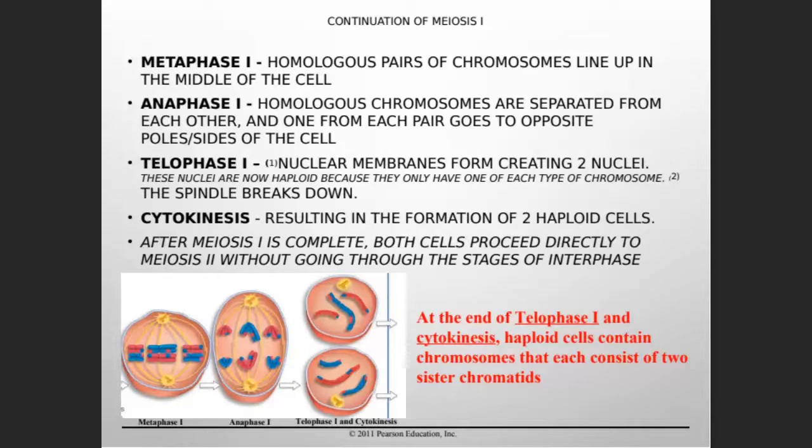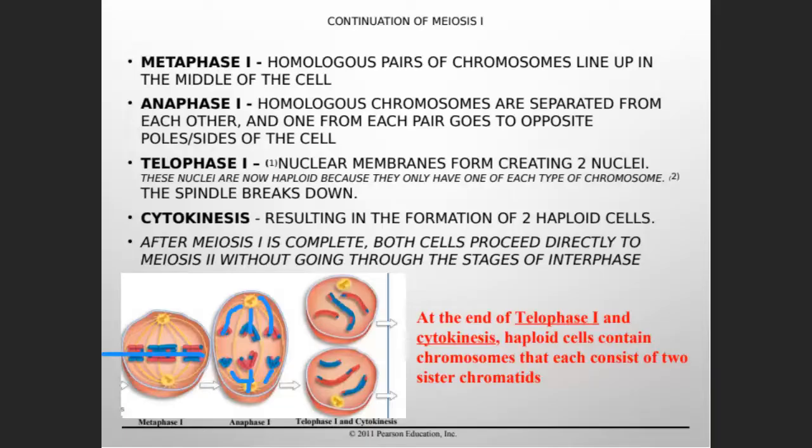Anaphase 1, the homologous chromosomes are separated from each other. And one from each pair goes into the opposite poles of the cell. So they're pulling apart, okay? But in this case, they're still connected. The sister chromatids are still connected. So what you've done, you look down here, they pair up, line up across the middle. Now the homologous pairs separate and get pulled towards the poles. And then telophase 1, the nuclear envelope starts to form, creating 2 nuclei again.